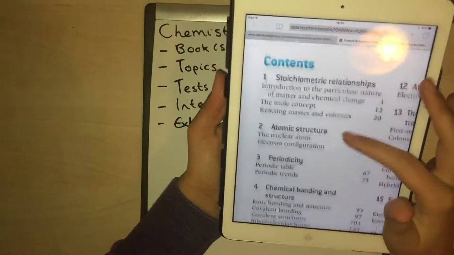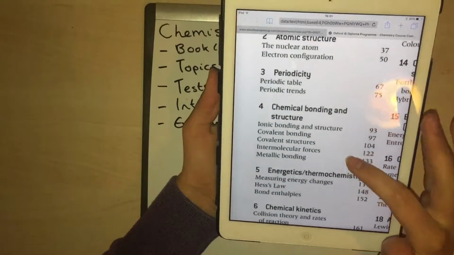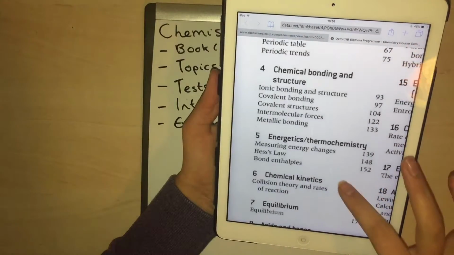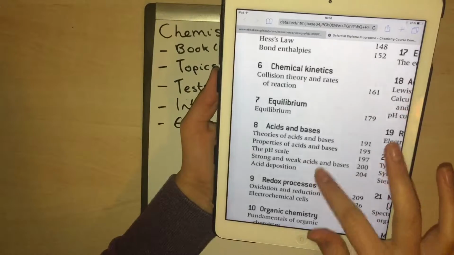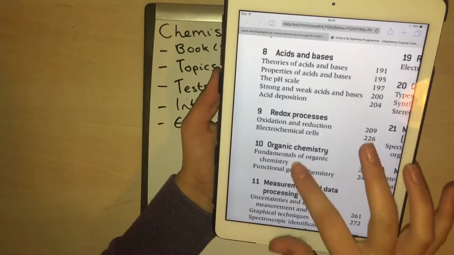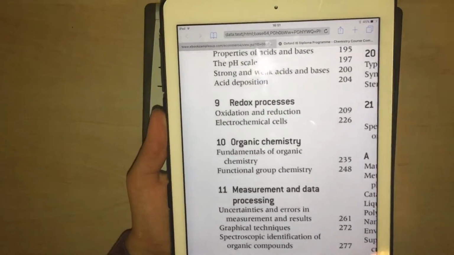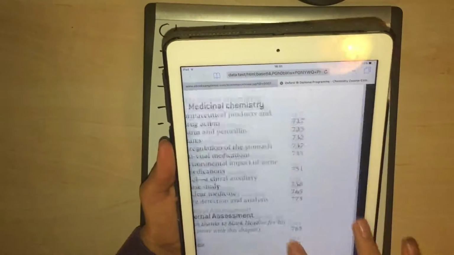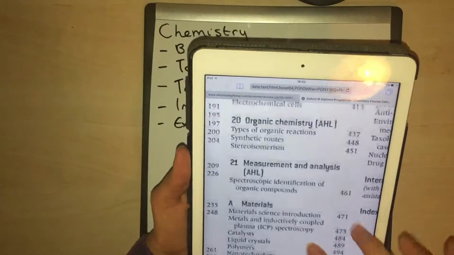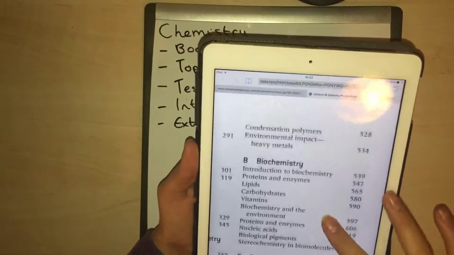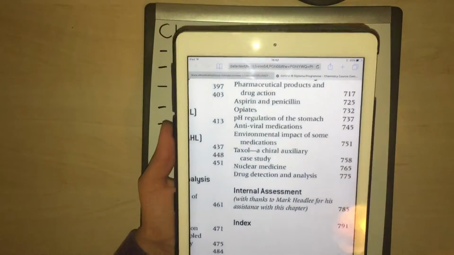stoichiometric relationships, atomic structure, periodicity, chemical bonding and structure, energetics and thermochemistry, chemical kinetics, equilibrium, acids and bases, redox processes, organic chemistry, and measurement and data processing. There are also 4 options, which are materials, biochemistry, energy, and medicinal chemistry.